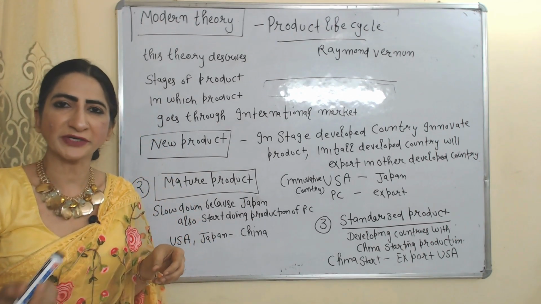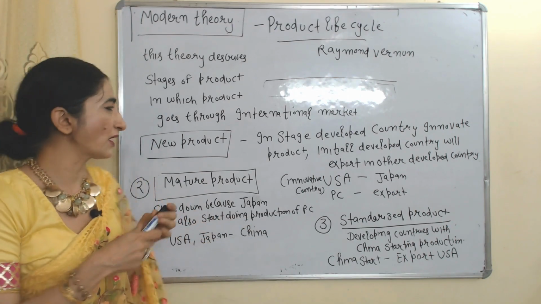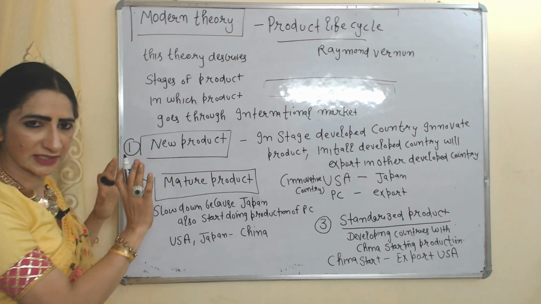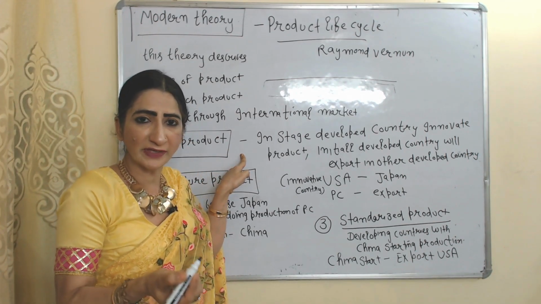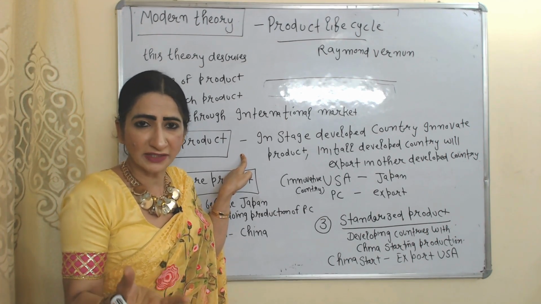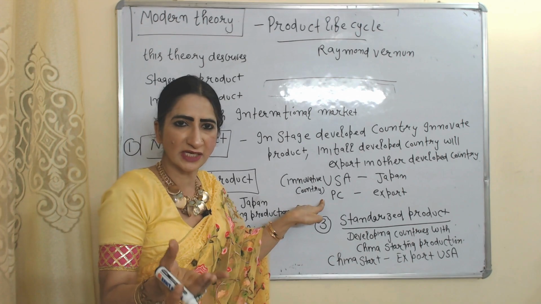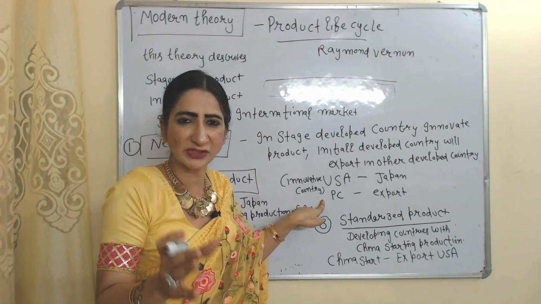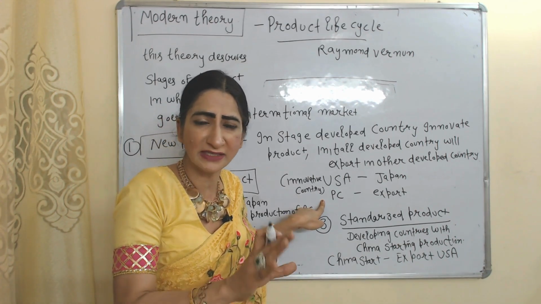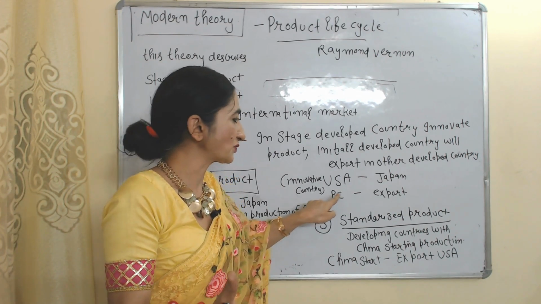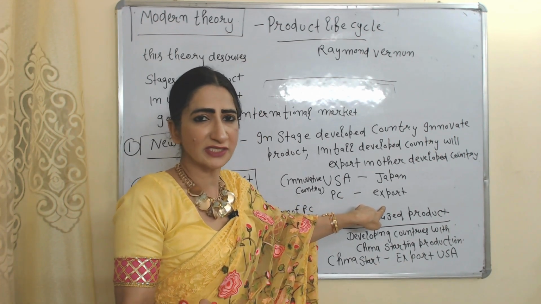Next modern theory is product life cycle theory. This theory is given by Raymond Vernon. This theory mainly talks about three stages of a product life cycle in international market. First stage is new product. In this stage, first of all, a developed country will innovate a new product, and the country which first innovates the product is known as an innovative country. Suppose USA first produces personal computer, that's why USA is known as innovative country. Initially product is very expensive, that's why developing countries cannot afford this product. That's why initially USA does export of personal computers to other developed countries, like Japan.